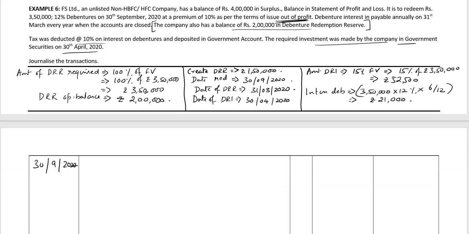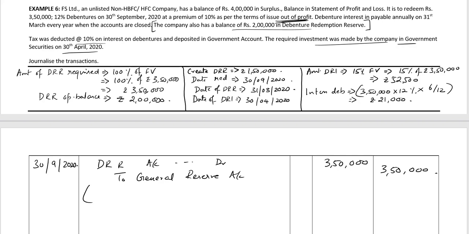On the same date of redemption, we will transfer the DRR to general reserve. DRR account debit to general reserve account. The amount of DRR transferred is the full amount including the opening balance and the amount which we were supposed to create. So, transfer of debenture redemption reserve to general reserve account.